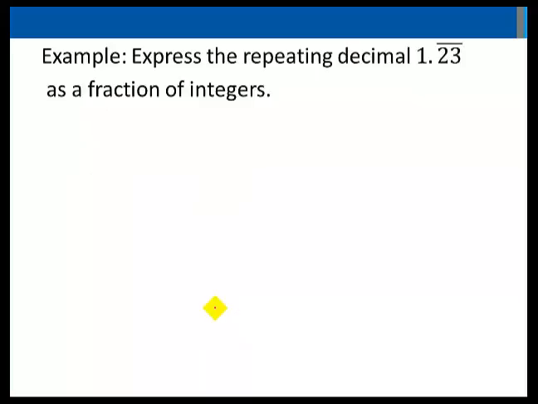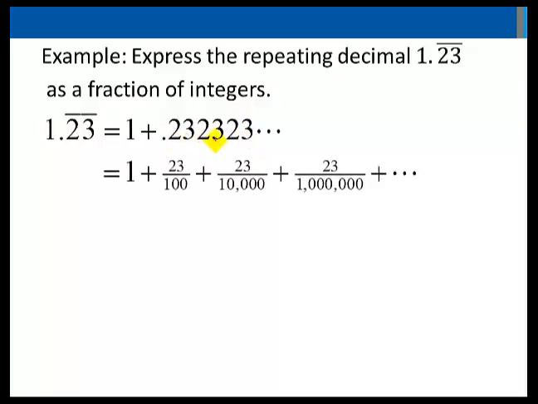Let's express the repeating decimal 1.23 repeating as a fraction of integers. 1.23 repeating equals 1 + 0.232323, etc. 0.232323, etc. we can write as 23/100 + 23/10,000 + 23/1,000,000, and we could keep going there. But this is enough to tell me that a, my first term here, is equal to 23/100. r, the number I multiply each term by to go to the next one, is equal to 1/100.